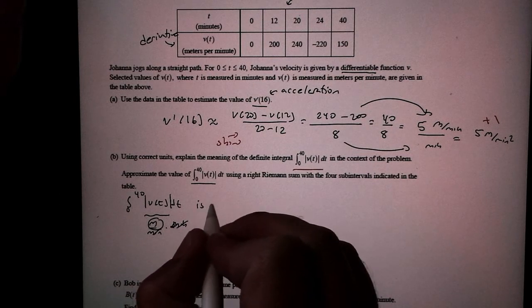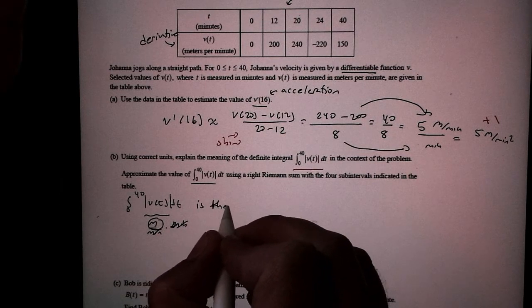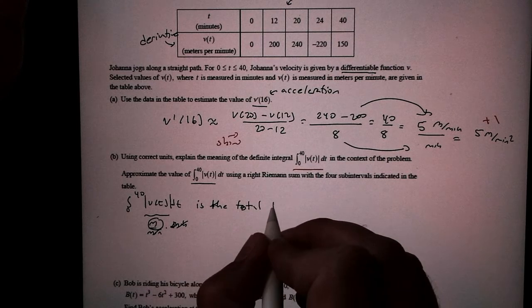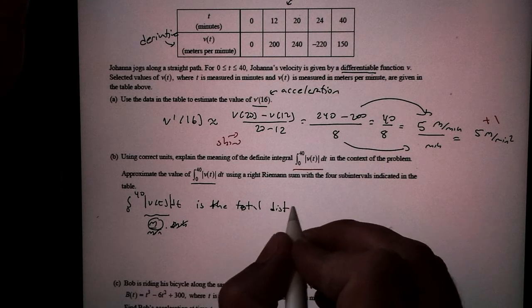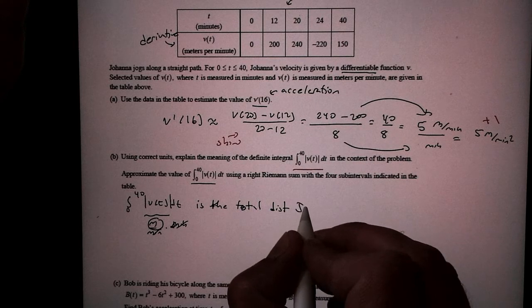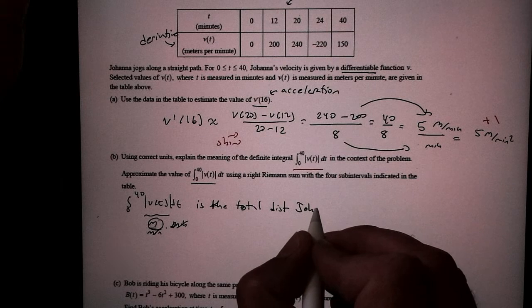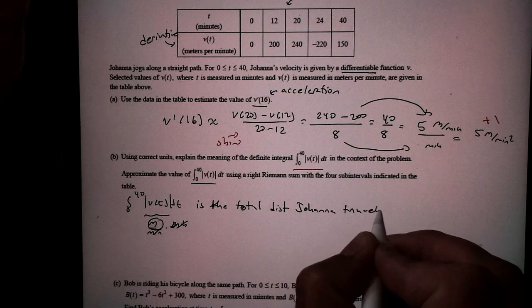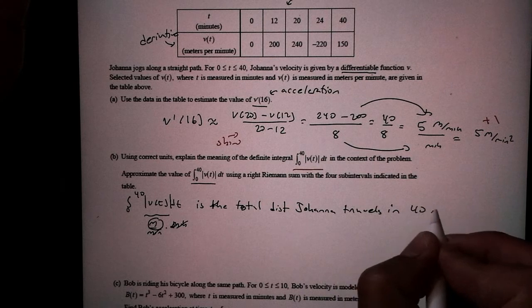So this is the total distance Joanna travels over the 40 minutes. And we're going to write that down. Travels in the 40 minutes.